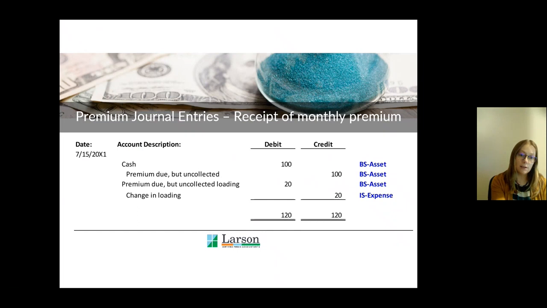Next, we record the receipt of the monthly premium. So say on the 15th of 20X1, they pay to receive cash, increase cash. We reduce the receivable, premium due but uncollected, and then we reverse the loading.